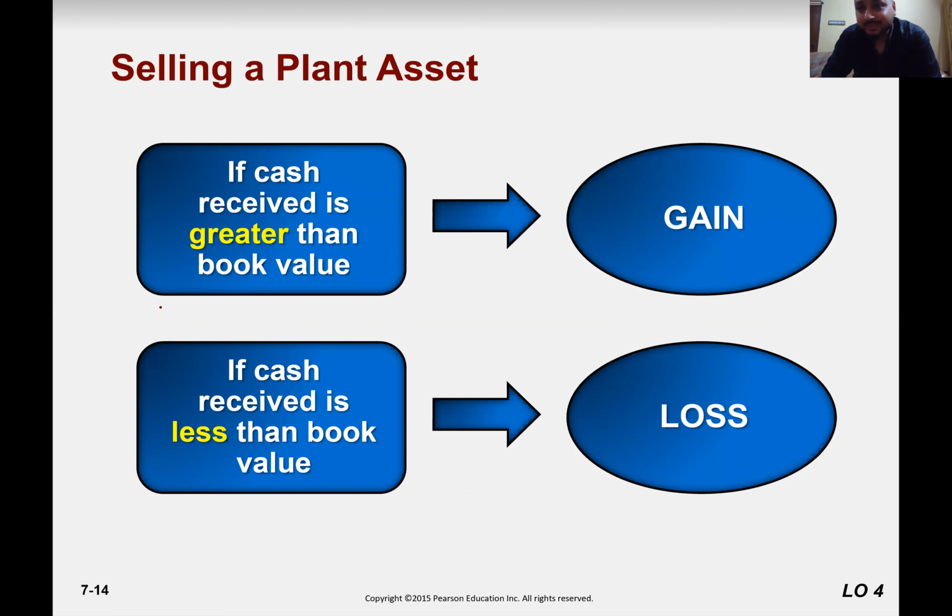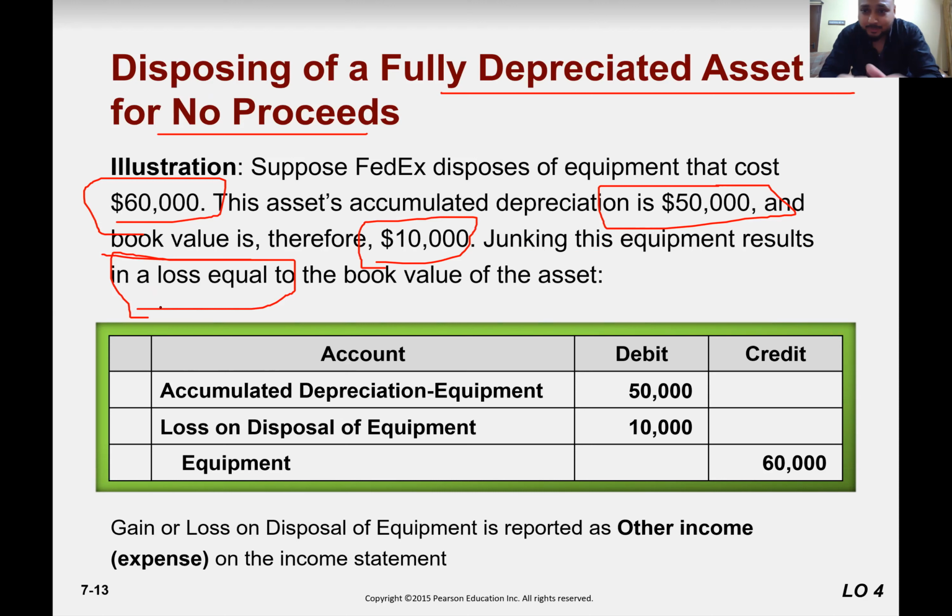And now selling a plant asset. So if the cash received is greater than the book value, in this example we just disposed of it, which means it is worthless for us. We just threw it away for free. Now, what happens if we sell it? This asset is no longer used by us. Its book value is 10,000. But when we sell it in the market, it is sold for 15,000 or 20,000. It means it's a gain.